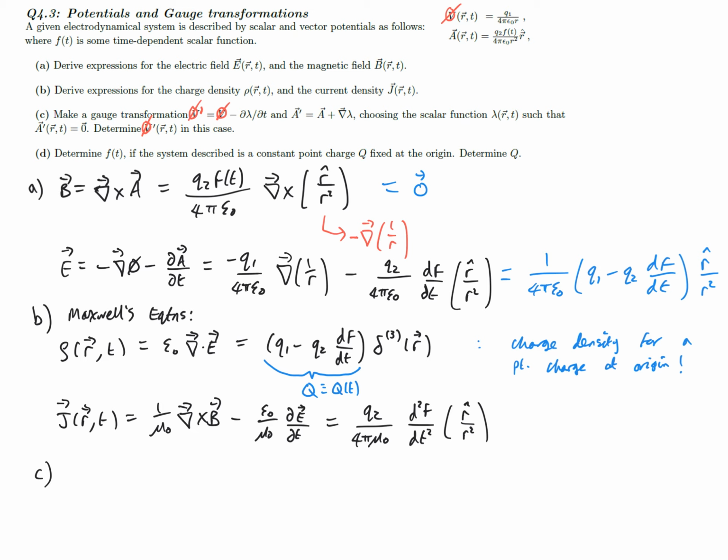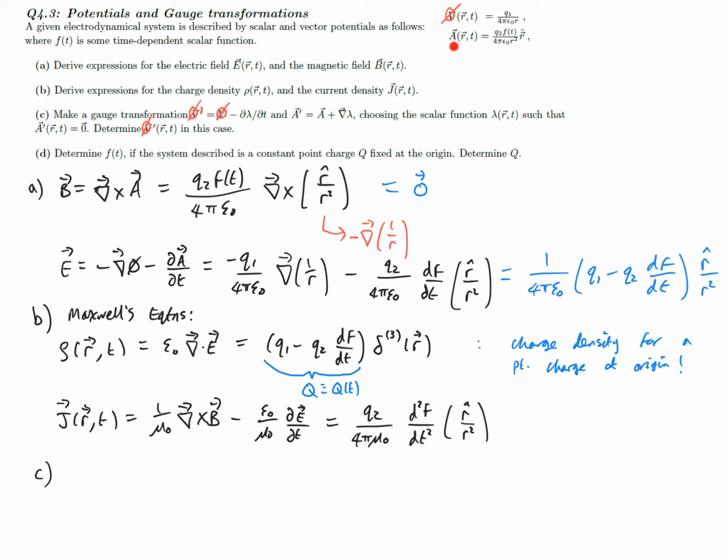So what's the logic here? How do we go about tackling this kind of problem? Well, we have a vector potential A here, and what we want to do is add to it the gradient of something which cancels off this term. That's the idea.